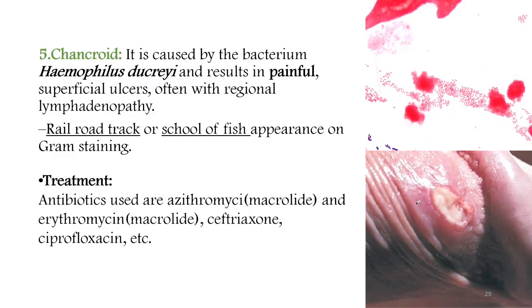Now come to chancroid. It is caused by the bacterium Haemophilus ducreyi and results in painful superficial ulcers. Mind it is painful, often with regional lymphadenopathy. On gram staining, a railroad track or school of fish appearance is shown. On the right hand side, see this picture. This is the school of fish or railroad track appearance. This picture depicts the ulceration over the glans penis due to Haemophilus ducreyi infection.